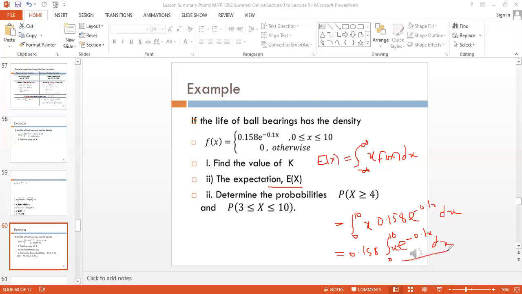Now the integration here will be done using integration by parts. Why? Because we have a linear function x, and then we have an exponential function e raised to the power negative 0.1x. So you may want one of the functions to be v, and the other function to be du, for your integration by parts. That will be your assignment for today. You have to go and find the expectation of the process.